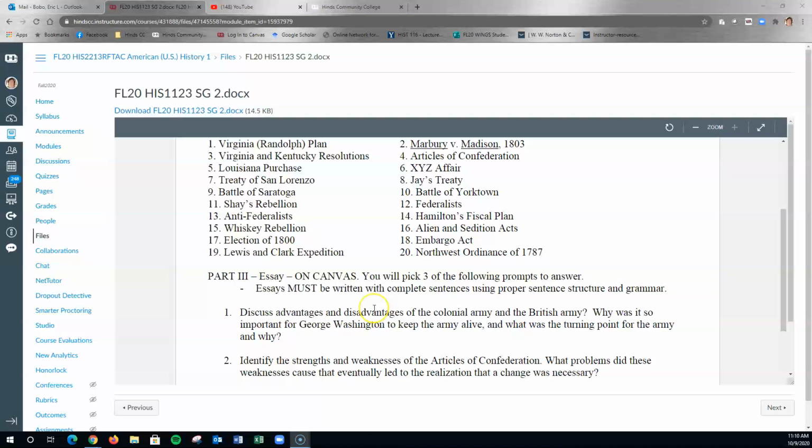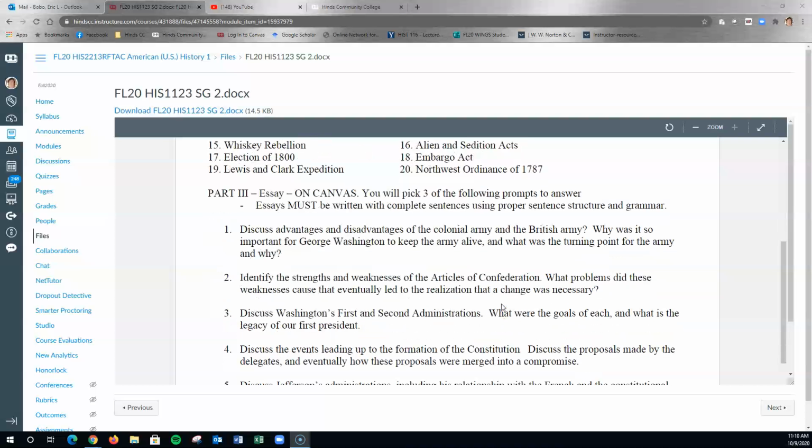Okay. They have to be in essay form. You don't have to have an introduction and really a conclusion, but you have to write in sentence structure. You have to use sentence structure. You can't just make a list. Okay. You got to use proper grammar. Okay, and you need to answer these to the best of your ability and don't plagiarize.